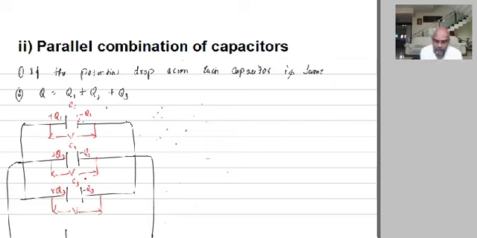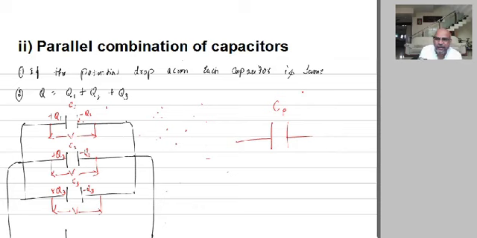So now let us replace all these three capacitors by a single capacitor. This is a single capacitor, and this single capacitor is of capacitance Cp. Why Cp will I call it? Because they are connected in parallel. So when do you say the capacitors are connected in parallel?